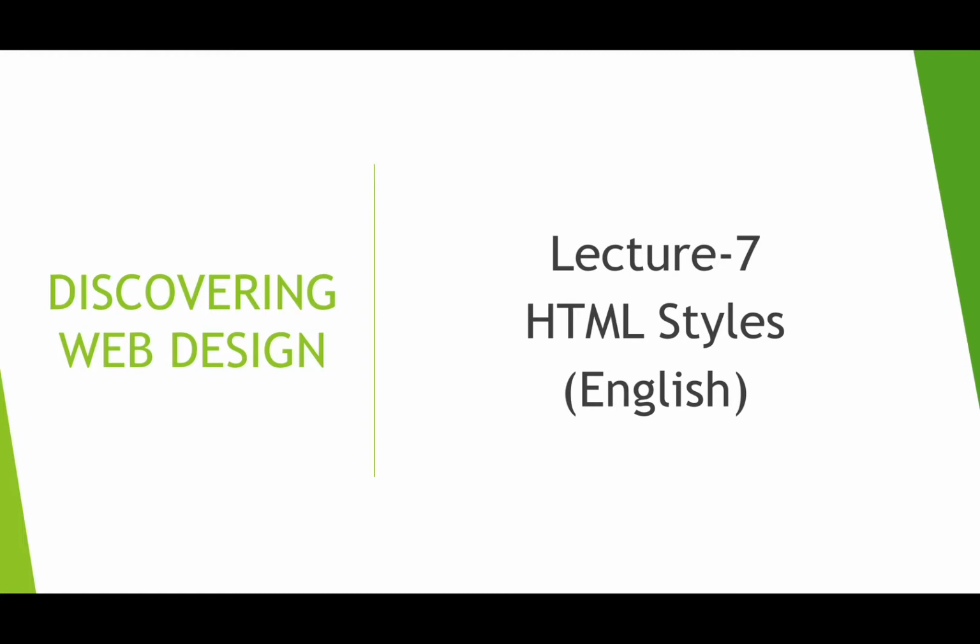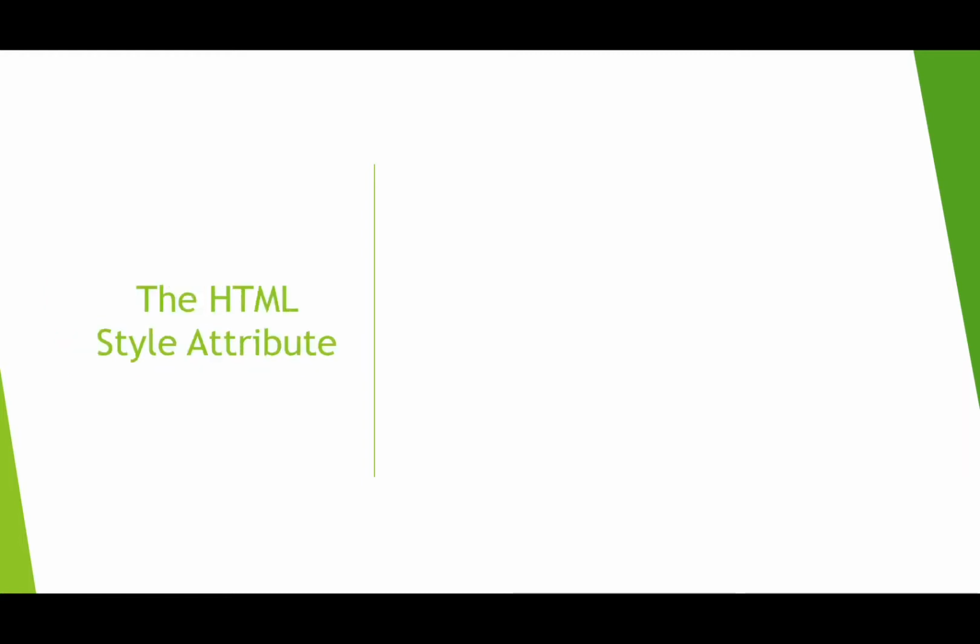In this video lecture, we are going to learn more about HTML styles. As we learned before, the style of an HTML element can be set using the style attribute. The HTML style attribute has the following syntax. Tag name style is equal to property colon value inside double quotes. The property is a CSS property and the value is a CSS value. You will learn more about CSS later in the upcoming video lectures.